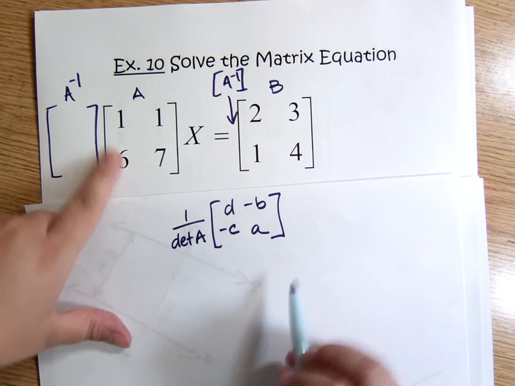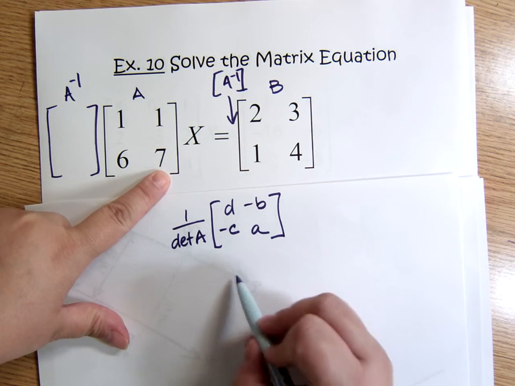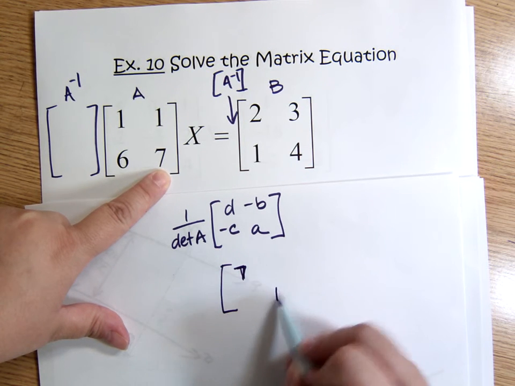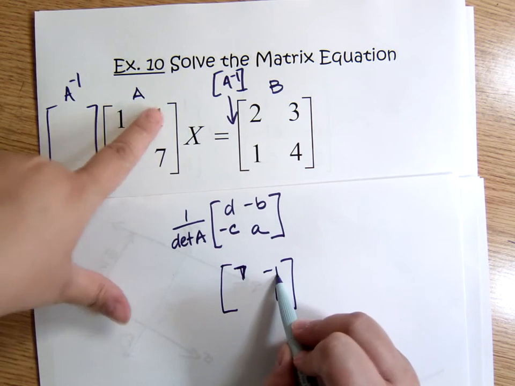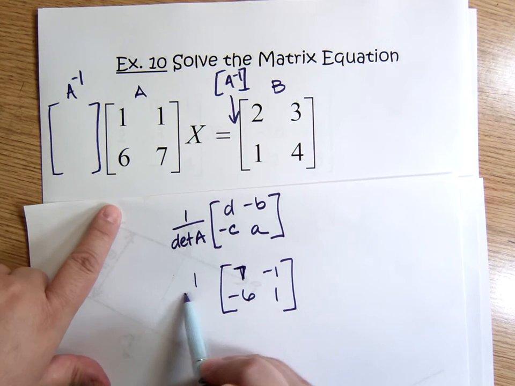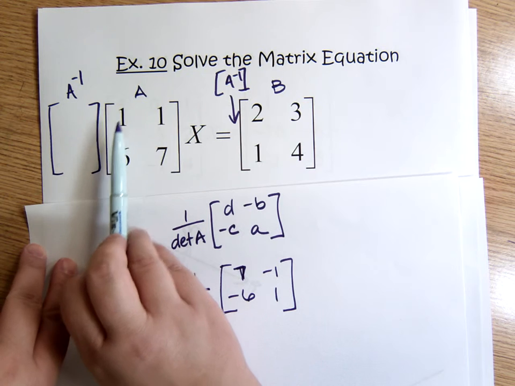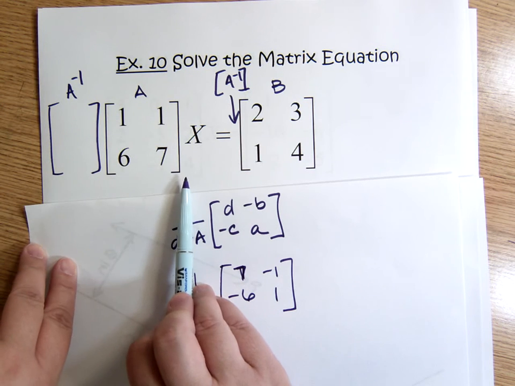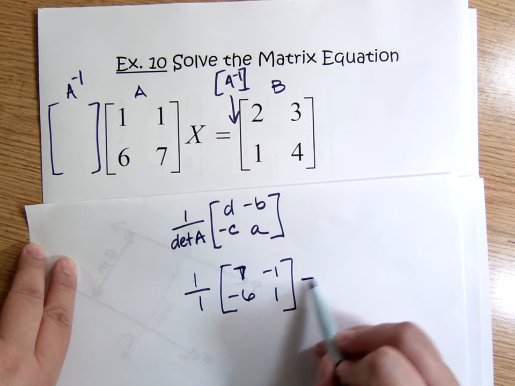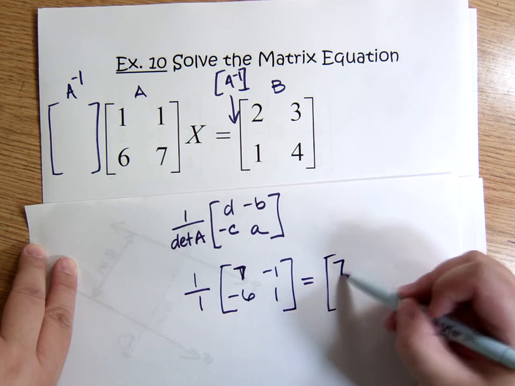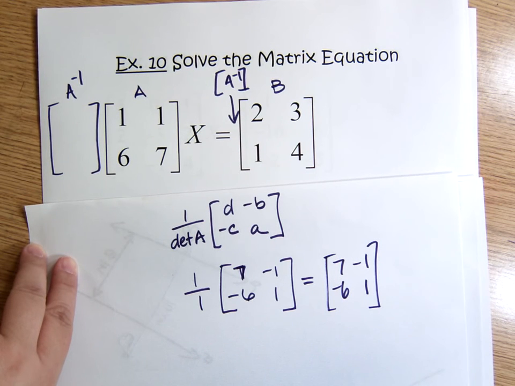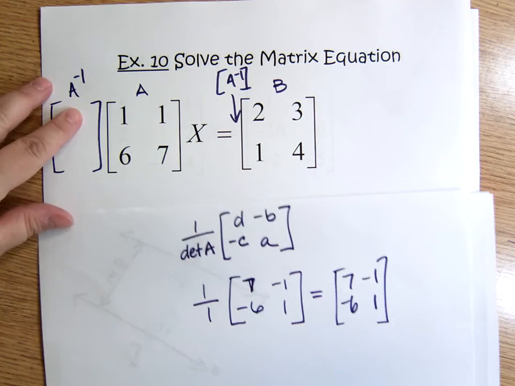Okay? So in other words, the 1 and the 7 are going to trade places. The 7 goes here and the 1 goes here. And the 1 and the 6 here both become negatives. Then I also need to have the determinant of this matrix, and it's 7, 1 times 7, minus 6, 1 times 6. So 7 minus 6 is just 1. So my inverse matrix is just 7, negative 1, negative 6, 1. Which is nice, because that's not too yucky. So that's what I'm going to do here.